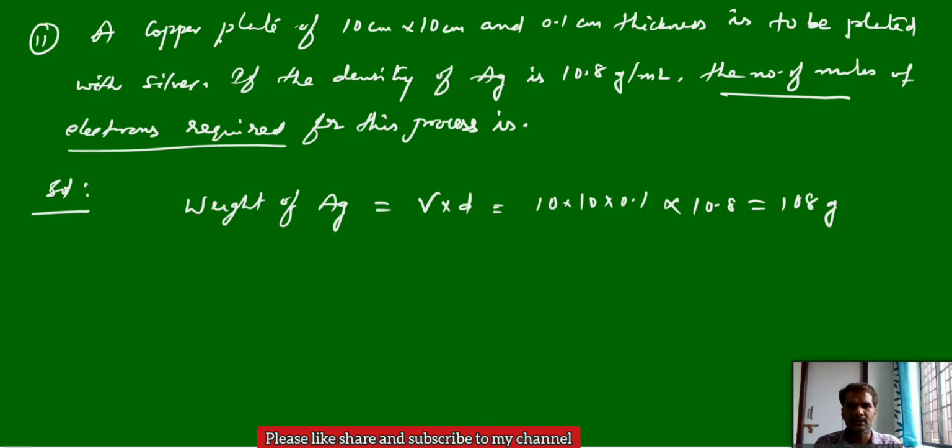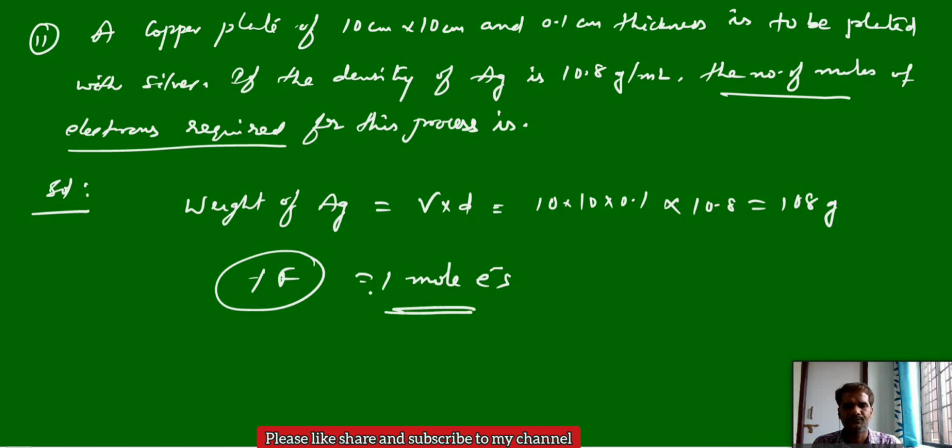So to coat that copper plate, we require 108 grams. To deposit 108 grams, how much current do we have to pass? 108 grams means 1 equivalent for silver. So we have to pass 1 Faraday of current. 1 Faraday means 1 mole of electron. The number of moles is 1 mole of electrons. So this much current we have to pass.